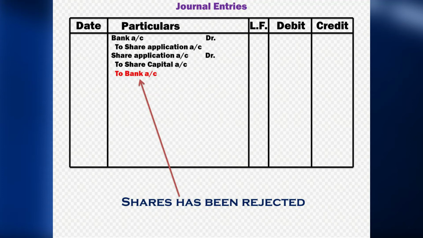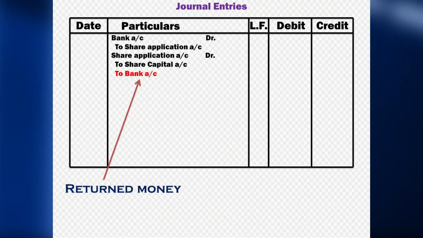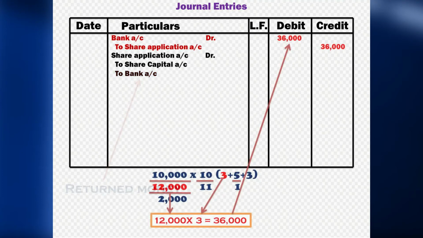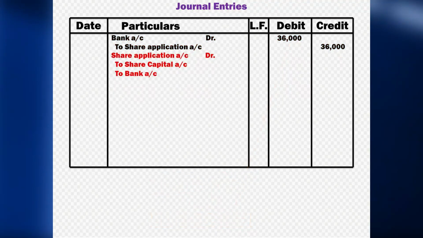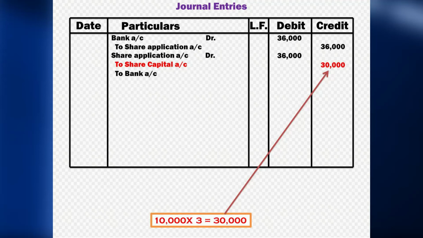It means they have been sent a letter of regret. It means they will be returned money. So amounts will be bank account debit to share application 12,000 into 3, 36,000 rupees, and share application account debit 36,000 rupees to share capital, that is 10,000 into 3, 30,000 rupees, because the company cannot credit the capital for more than 10,000 shares.